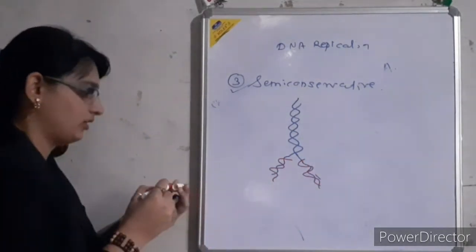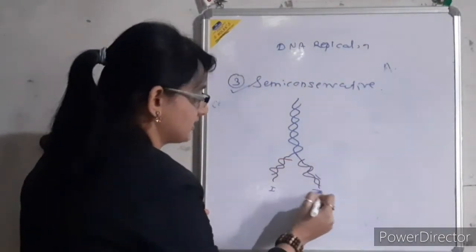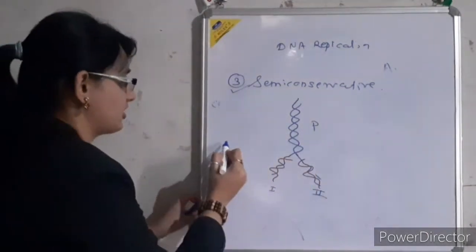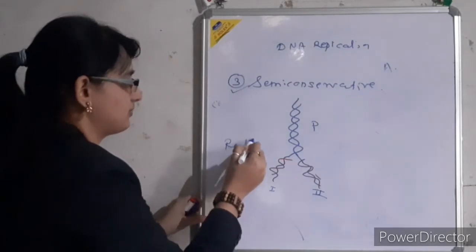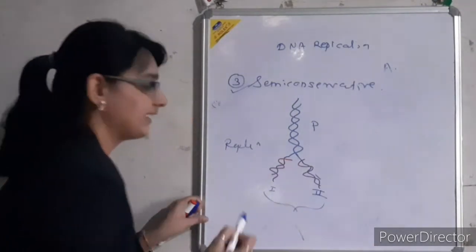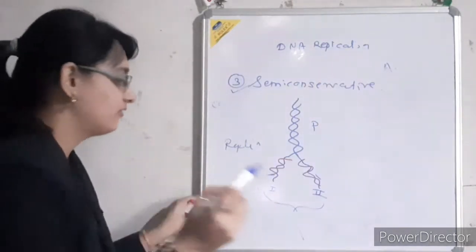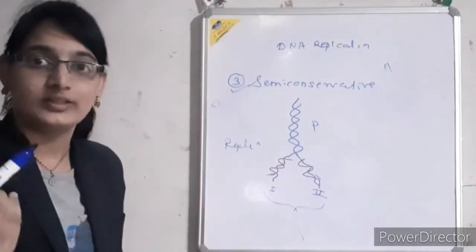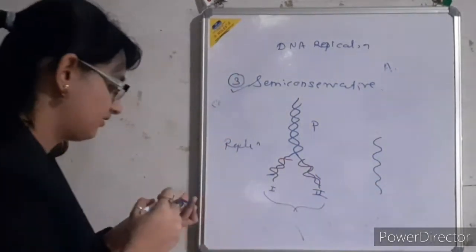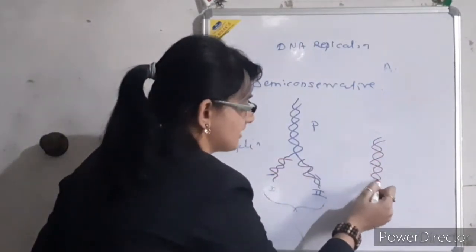Okay, so how do these DNA molecules form? This is the first DNA molecule, this is the second DNA molecule, and this is the parent DNA. When it replicates, after the replication it forms two daughter DNA molecules. In each daughter DNA molecule, one blue strand means it is parental, and one red strand means it is a new one. So in each molecule there will be one parental DNA strand and only a single new DNA strand.